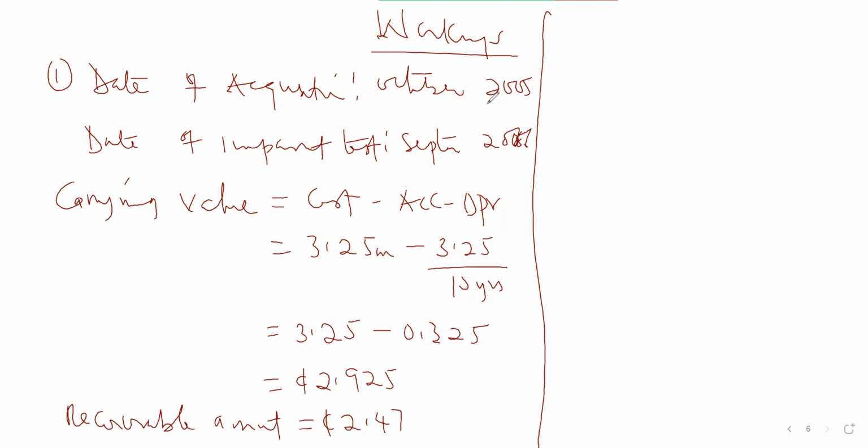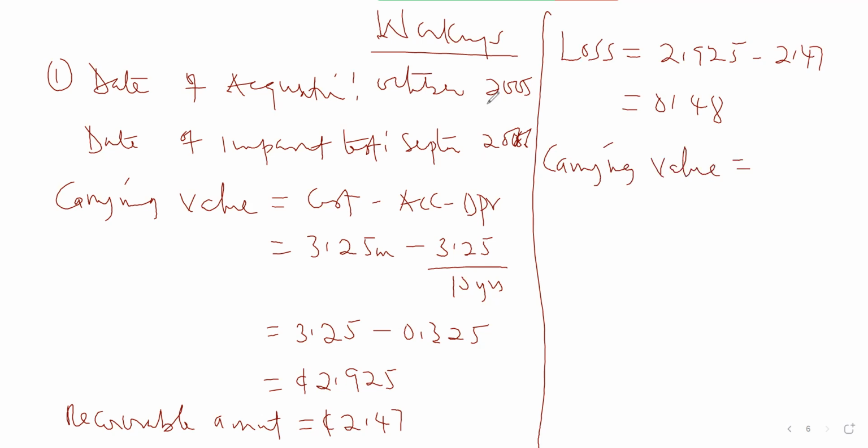So what is happening now? Our carrying value is 2.925 and our recoverable amount is 2.47. Would there be an impairment loss? Yes, sir. And that will be how much? 0.455. So the loss is 0.455. We are not going to use this figure for anything, so don't worry, because they have already recognized that impairment already. The question says that the impairment has been recognized already.